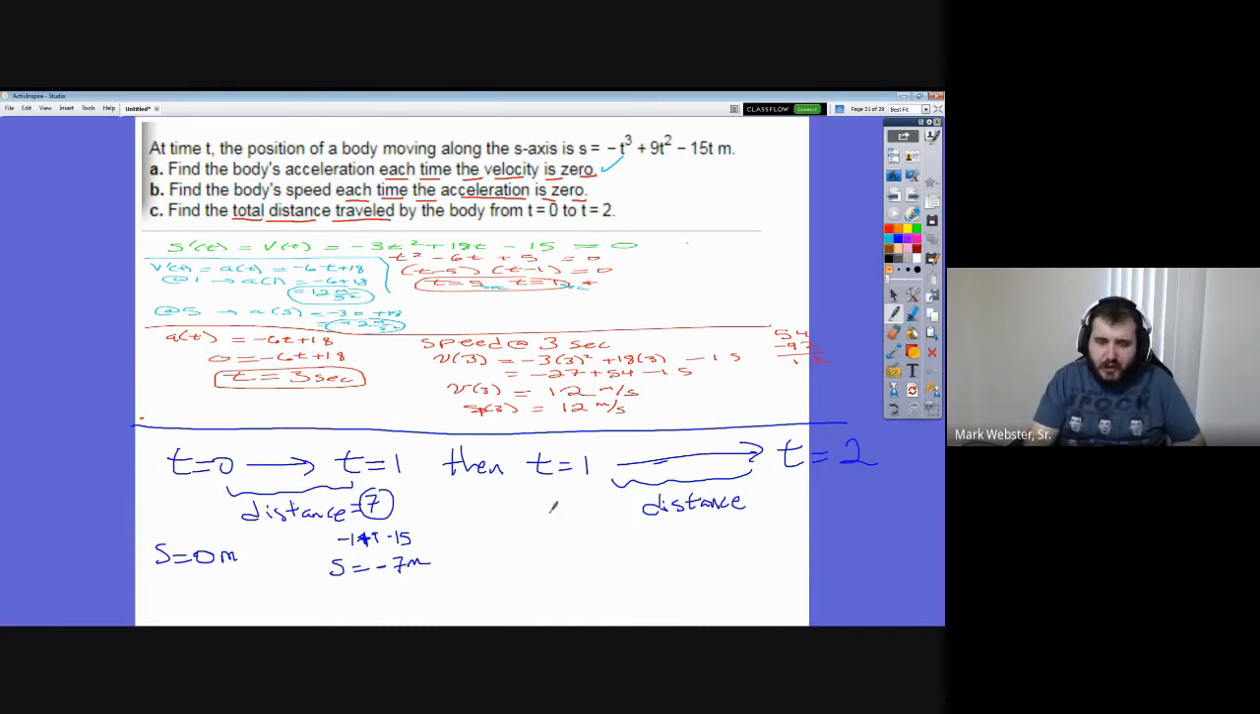Now we're going to see what happens next. This is the same thing. Again, don't reinvent the wheel. You already did this one. This is already negative 7 meters. Don't do it again. That's just a waste of time.